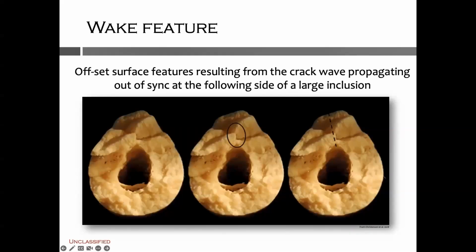In the image here in the center, the oval shows an example of where the arrest ridges are not continuous across the surface of the bone and in fact are offset. This configuration where the features on the two sides of the crack front are out of sync is called a wake feature.